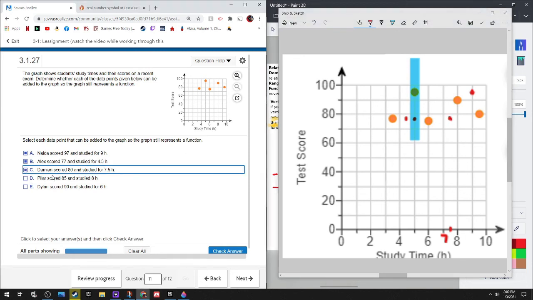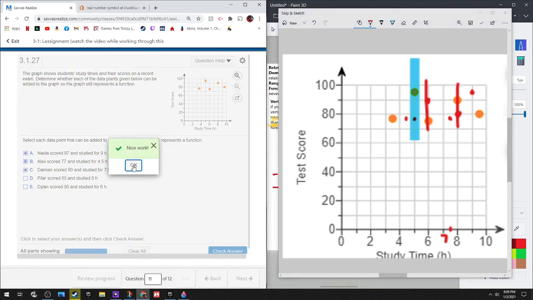Here's a 70. So 77 is like here. Damien's good. Pilar scored an 85. Pilar, maybe? 8 hours. Okay, so your 8 hours got an 80. Oh, okay. Here's an actual problem now, right? So can't Pilar. If you know somebody with that name, I would love to hear how it's pronounced. All right, and then Dylan. Okay, 6 hours, and you got a 90. So there's another one where no good. So you can't add Dylan.